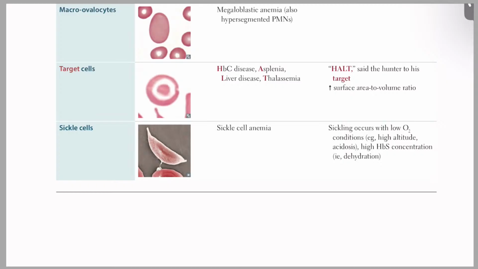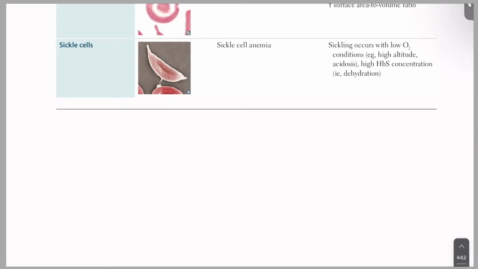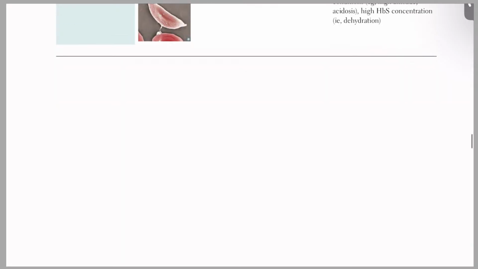Halt, said the hunter to his target. Increased surface area to volume ratio. Sickle cell disease, sickle cell anemia. Sickling occurs with low O2 conditions, that is high altitude, acidosis, and high HbS concentration, that is dehydration.